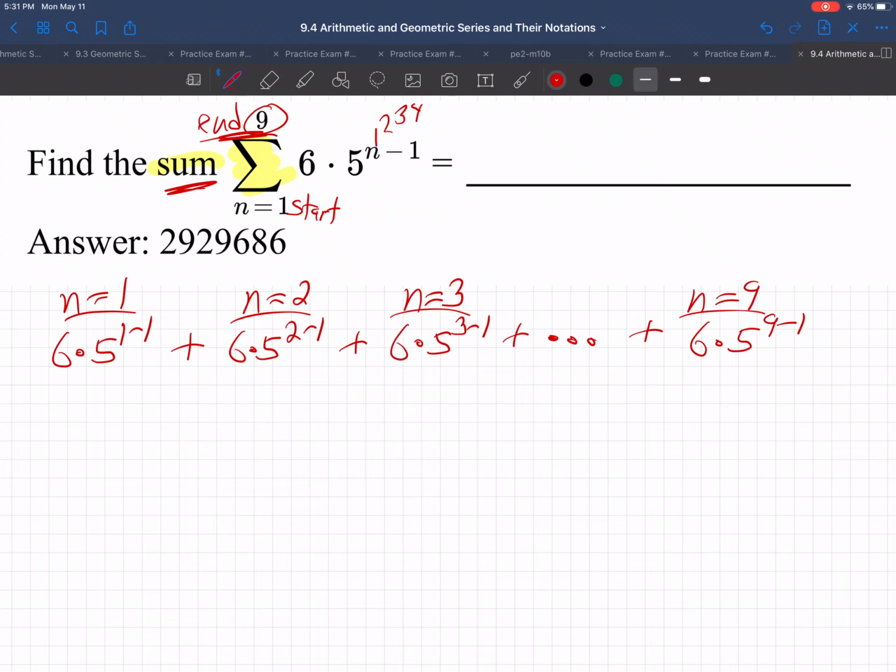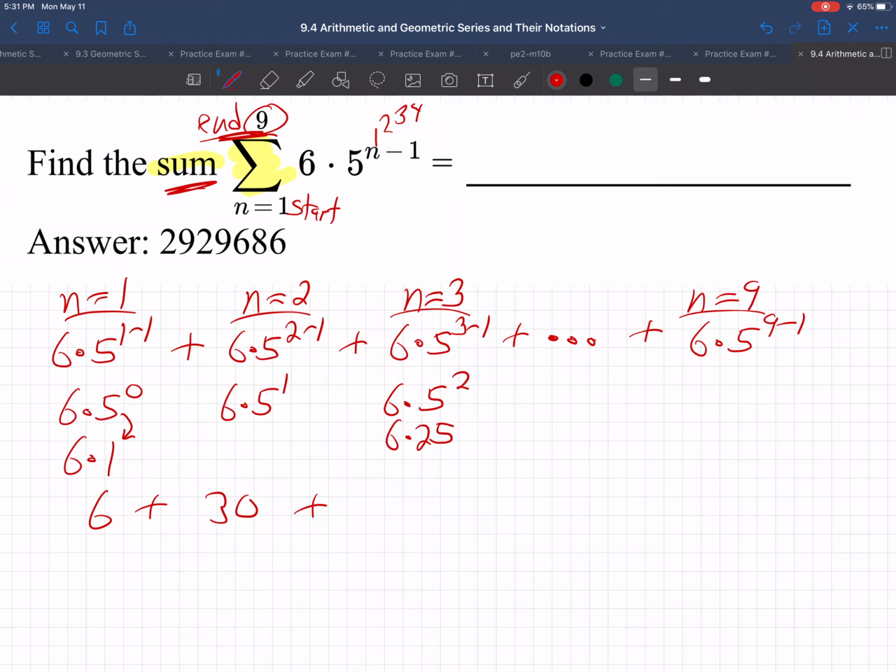And now let's calculate them. What's this going to be? This is 6 times 5 to the 0. Now what does that mean, 5 to the 0 power? Anything to the 0 power is 1. Are you getting comfortable with that? So 5 to the 0 power is 1. 6 times 1 is 6. Plus, now what's the second one? 6 times 5 to the 1, so that's 30. Next one, 6 times 5 squared, 6 times 25, use your calculator, it's like 6 quarters, it's $1.50, right?